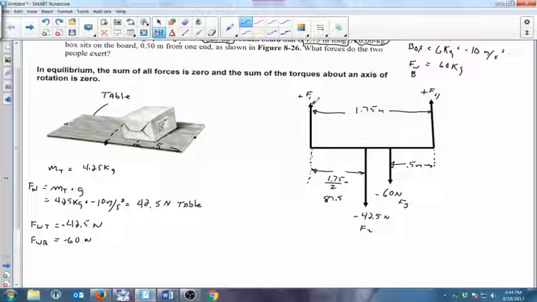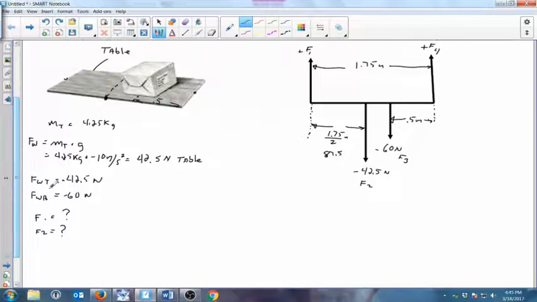And we have two unknowns, so we are trying to find F1 and F2. We can't solve two unknowns, but luckily we're going to solve this using torques. Now, a torque is a twisting. We know that. It's a twisting around a point. What we have to do is pick a point.